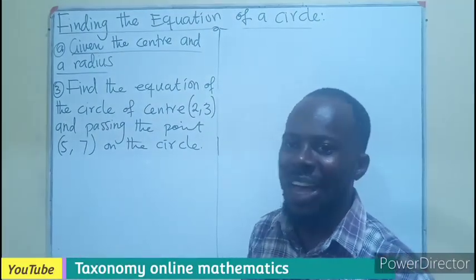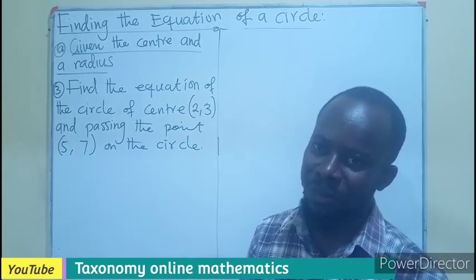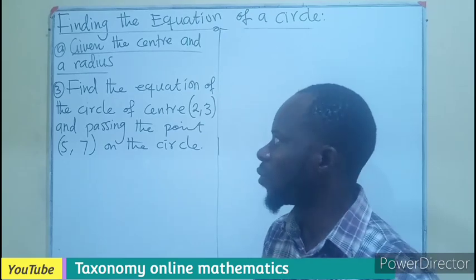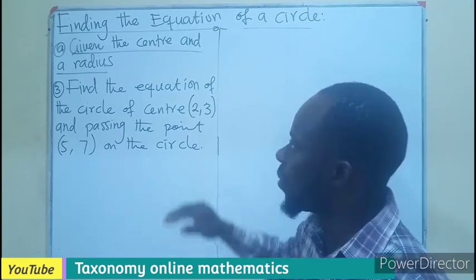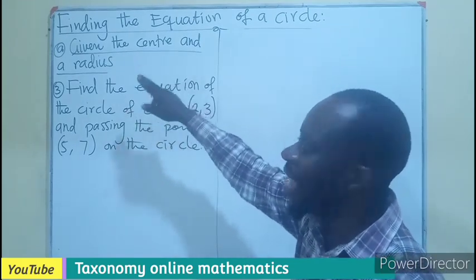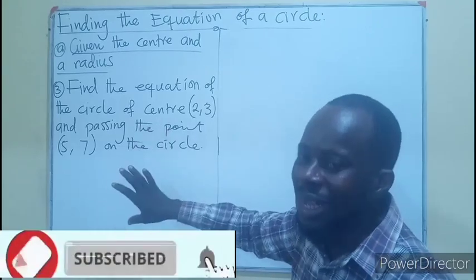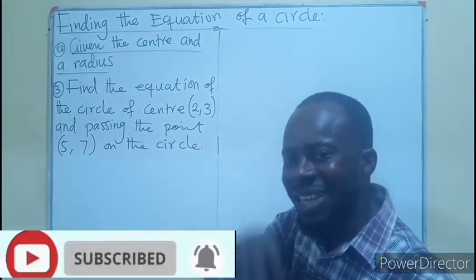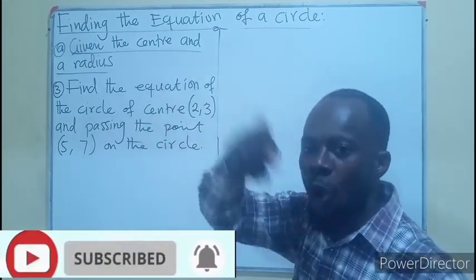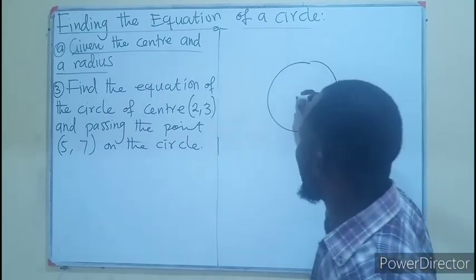We are on episode 6 and are calling it Geometry 2, the circle. So in the previous one, we talked about finding the equation of a circle when given the center and the radius. But still here, the radius is not given, but 2 points, that is the center and another point on the circle.